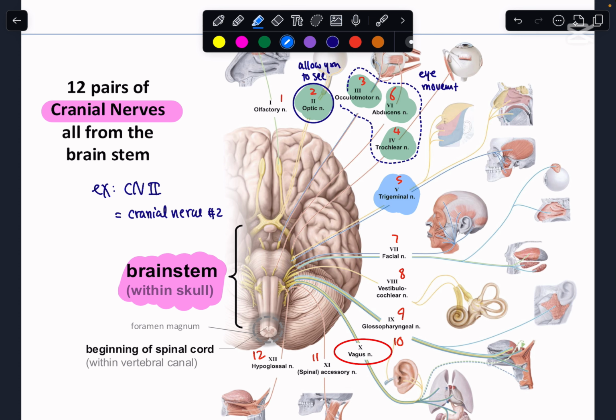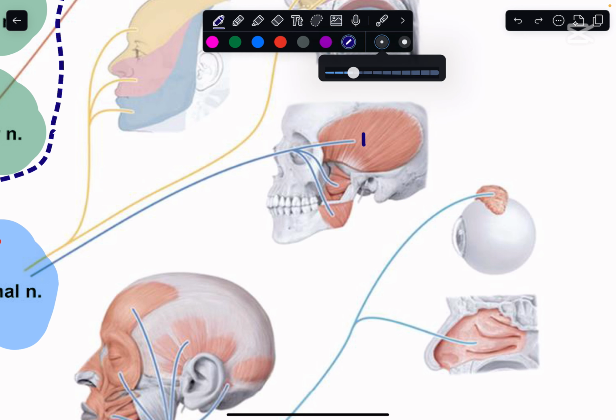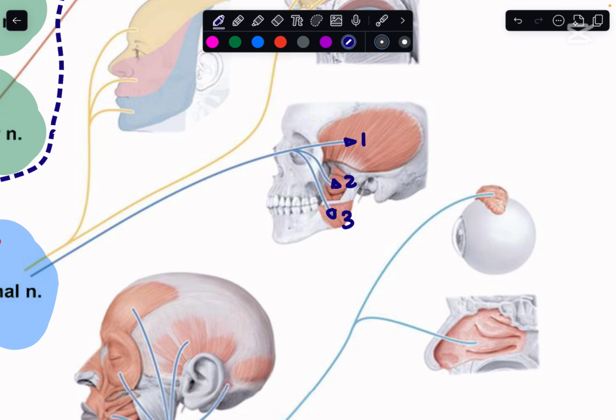Yes, I will call it. We call them trigeminal because, as you can see, it branches into 3. Do you guys see that? 1, 2, and 3. Basically, if this nerve is damaged, all of these muscles are going to be jeopardized or compromised.